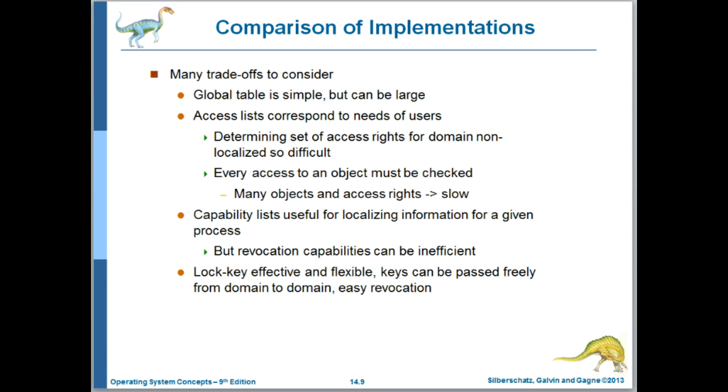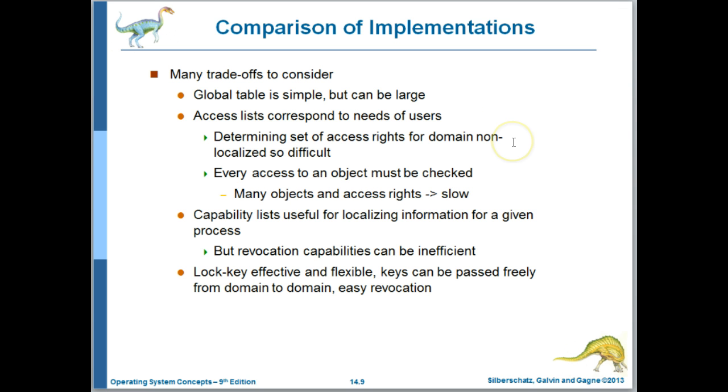All right, so with respect to this comparison, access lists correspond to the needs of users. The users we're talking about here are the users that create objects. So at the time an object is created, the user who owns the object gets to assign access rights to each of the domains.